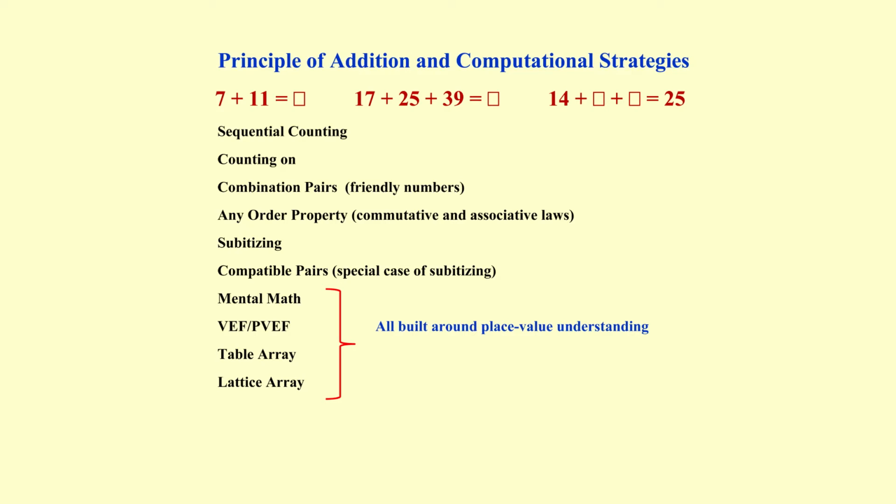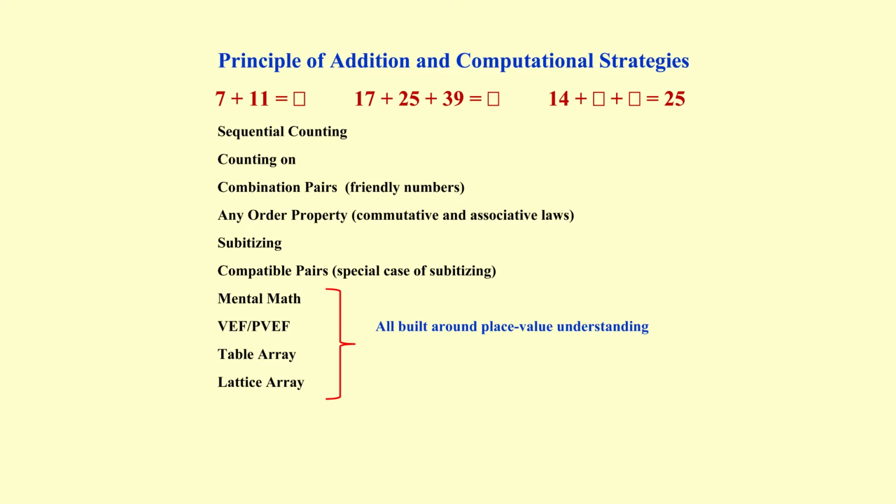In fact, place value is what makes all of these computational strategies work, especially the ones that are designed to handle larger numbers. In the absence of place value, in the absence of friendly numbers, in the absence of power of 10 arithmetic, in the absence of single-digit arithmetic, we can't do any of these computations for larger numbers.